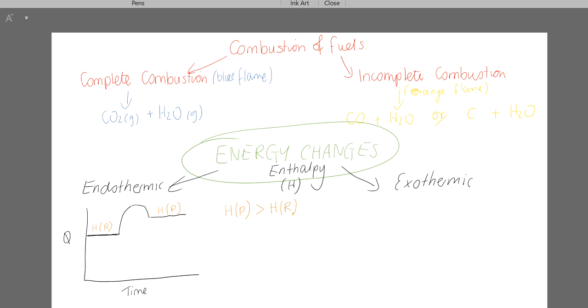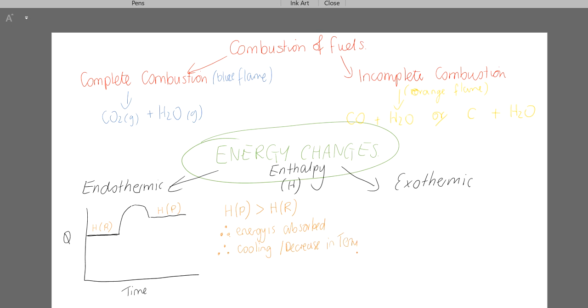If I have more energy in my products, that energy had to have come from somewhere. Okay, so therefore, energy is absorbed from the surrounds. What that categorizes as, what we as humans visually observe this as, is we see this as a cooling or a decrease in temperature.